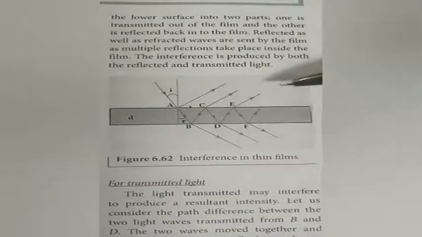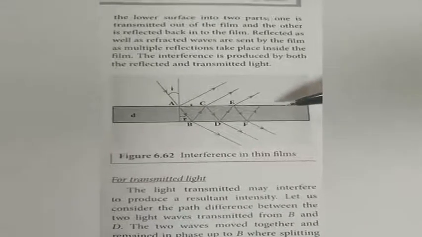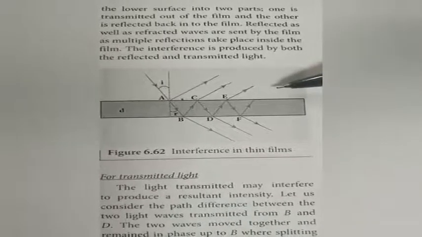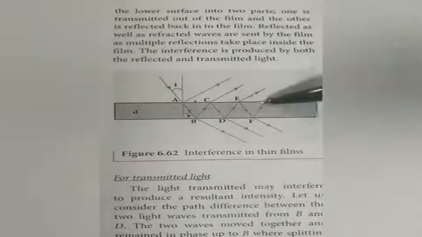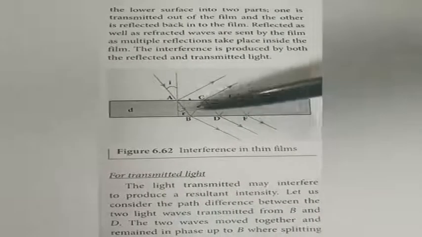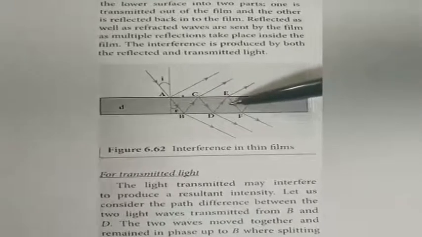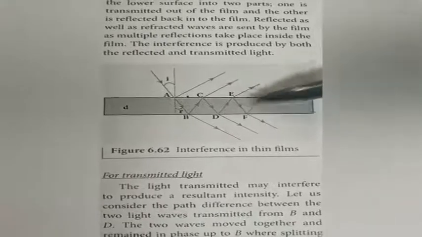Oil spread on the water surface forms different colors, and a soap bubble also forms different colors because of the interference pattern. So here this rod-like structure, with distance d, is considered as a thin film, either soap or oil.